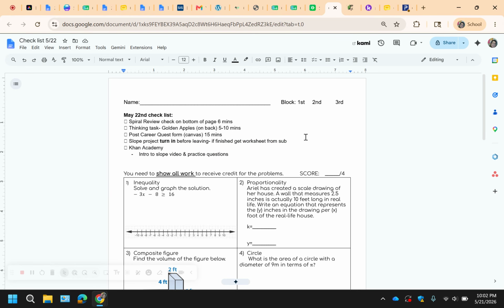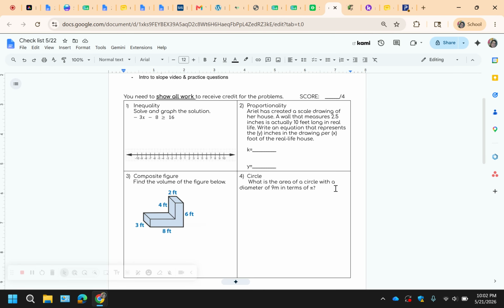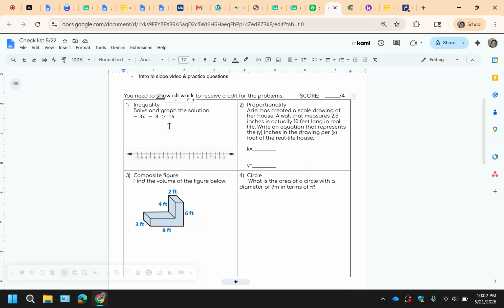Today you will be starting off with this paper at the door. It's got your spiral review that we grade on accuracy. Remember you need to show your work, so I should see your steps for solving the inequality, and then graph whether it's open, closed, left, or right.